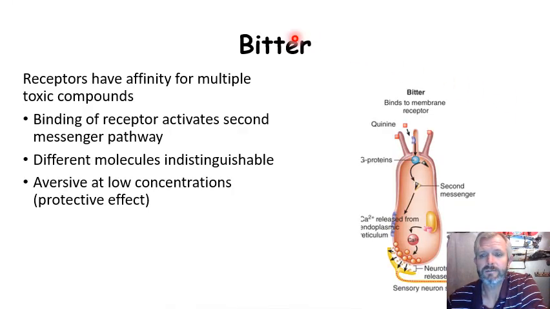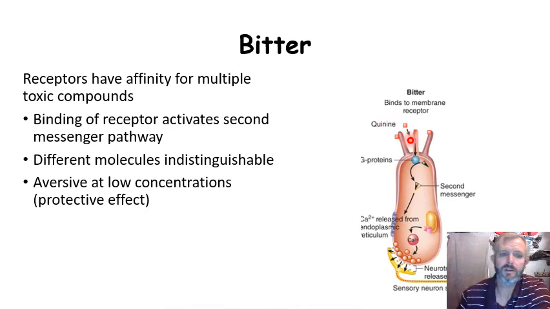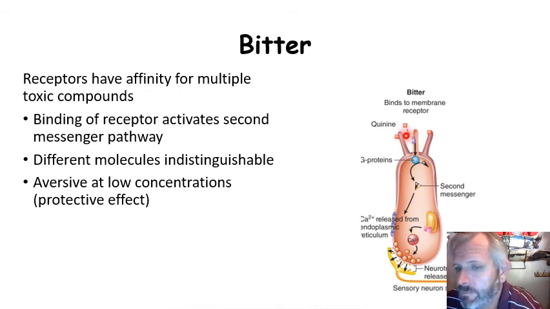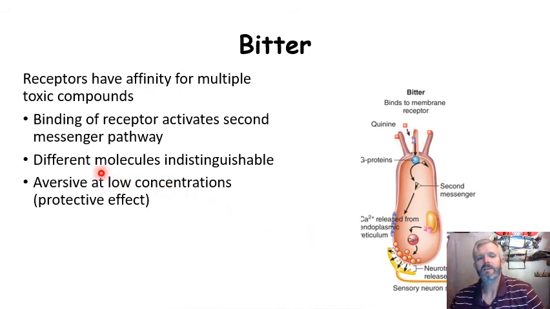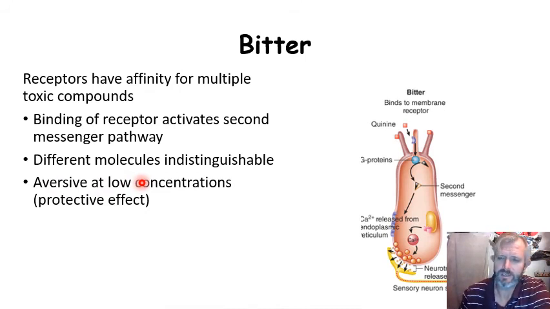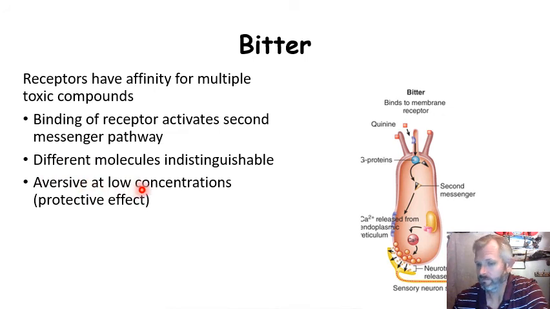And lastly, we have bitter. Bitter, again, we're going to have a G protein coupled receptor, and it's going to have affinity for many different molecules. Many molecules can bind that give bitter. But what's key on bitter is it is very aversive at low concentration. It's a protective measure. Things that are usually bitter are like spoiled food, so forth. You don't want to be eating these, and so bitter gives you an aversive taste where you don't want to eat them.